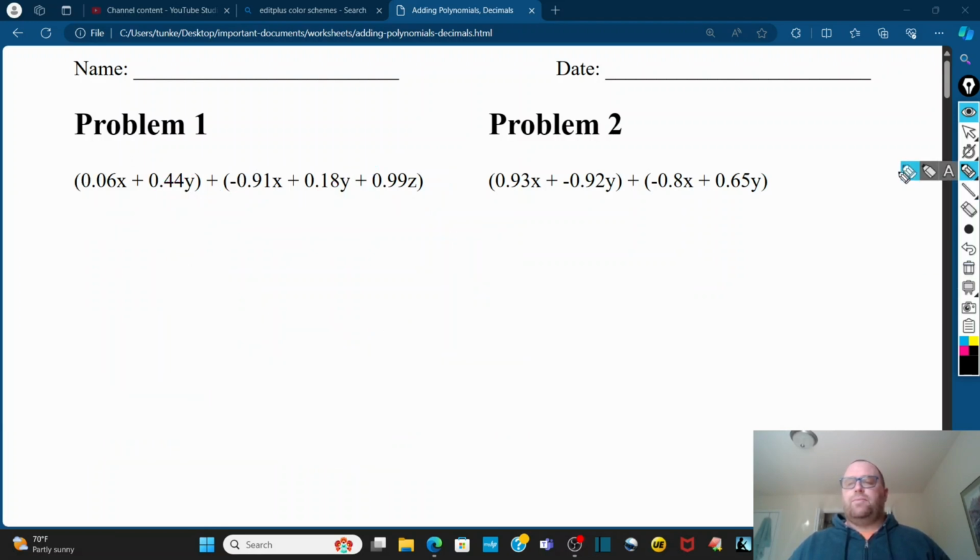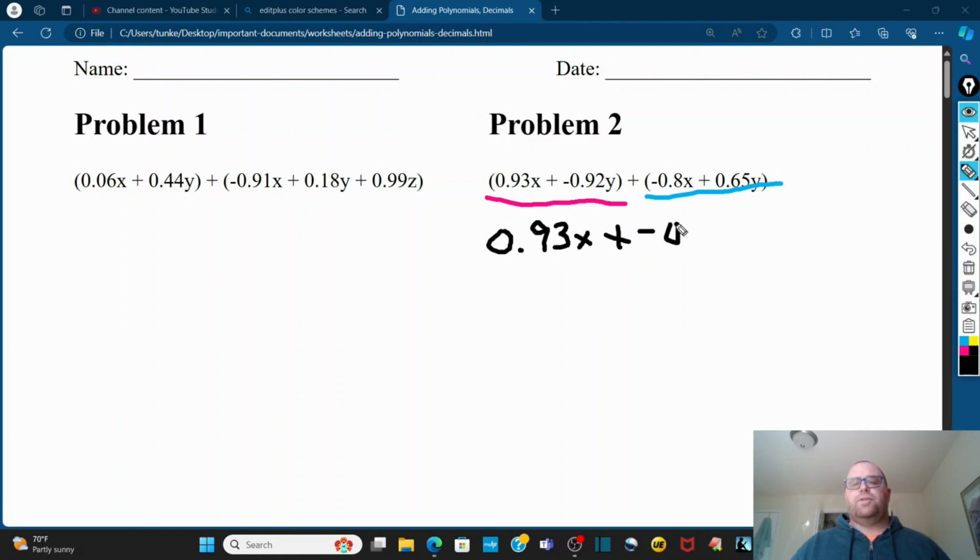Okay, so let's look at number 2 here. In this one, we're adding the polynomial 0.93x plus a negative 0.92y to the polynomial negative 0.8x plus 0.65y. All right, so we're going to go ahead and add our x's. So we have 0.93x, and we're going to add a negative 0.8x.